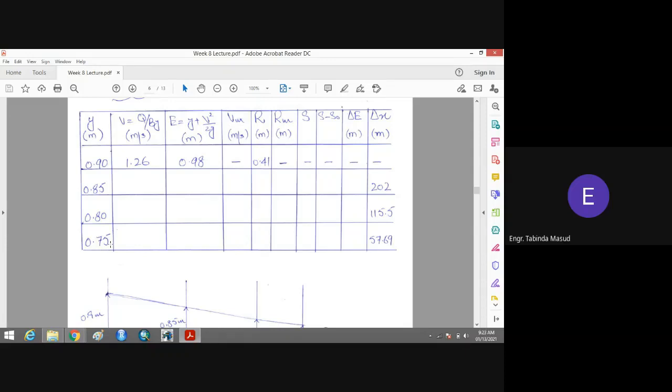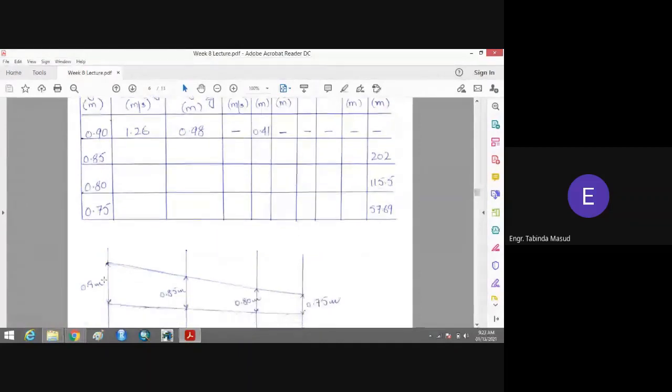This is the maximum interval which you can take in this method. The smaller the interval, the more accurate will be your results. You can take intervals of 0.1 meter, 0.2 meter, 0.3 meter, but remember, not greater than 0.5 meter. Here I have taken the maximum interval. And what does this mean? If you look at this figure, I have taken these depths of the flow like this. Here I have 0.9 meter, here 0.85 meter, then 0.80 meter, and then 0.75 meter.